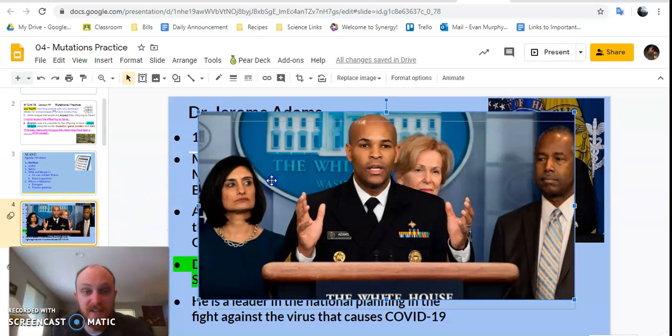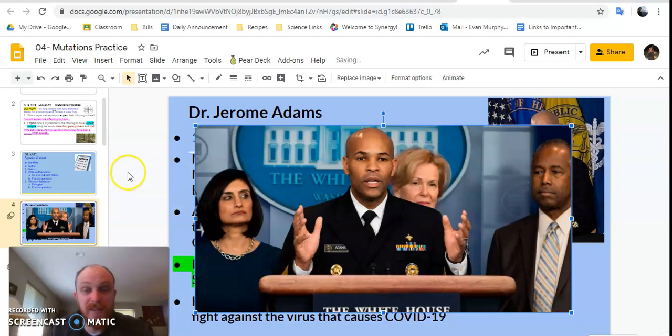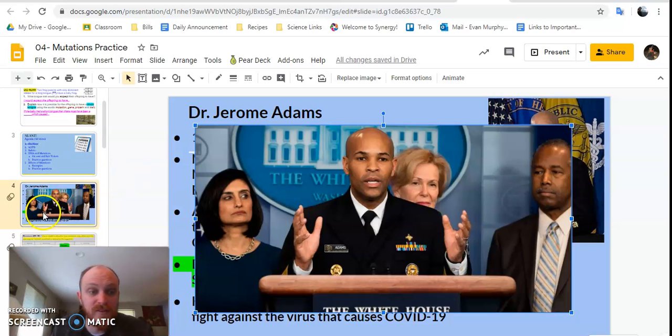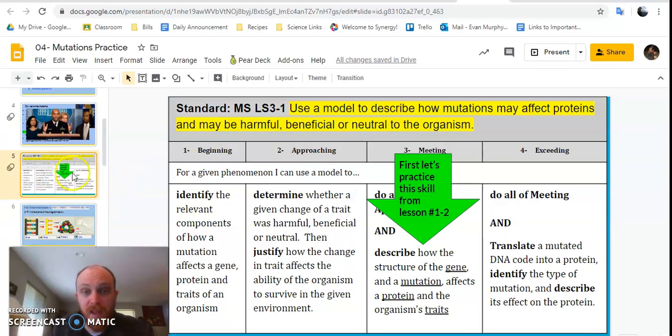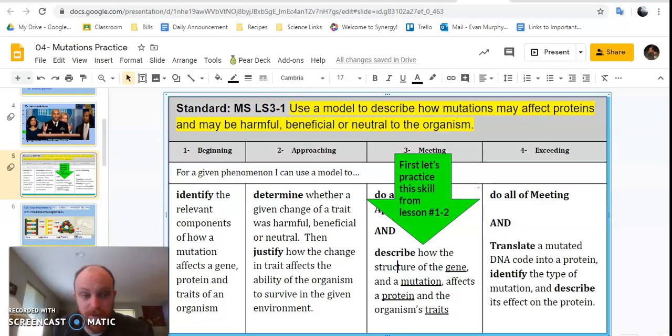Here is our scientist of the day. His name is Dr. Jerome Adams. He is our Surgeon General. Read about him. He's really cool. Here's the first thing we're going to do today. It's the meeting standard on our rubric. We have to be able to describe how the structure of a gene and a mutation affects a protein and its traits. These came from lessons 1 and 2 last week.